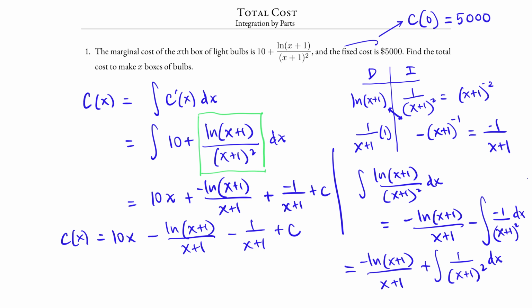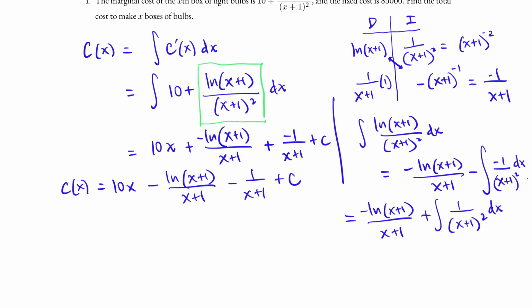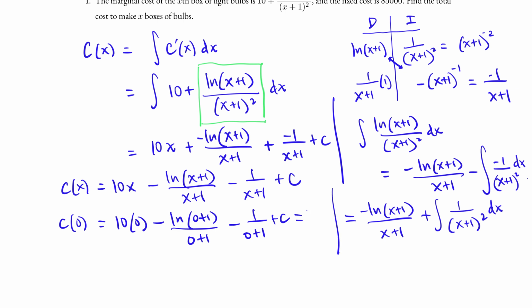Since the fixed cost is 5,000, if we plug 0 into this cost function, then we have 10 times 0 minus ln of 0 plus 1 over 0 plus 1 minus 1 over 0 plus 1 plus c, and this should give us 5,000. Simplifying the left-hand side, 10 times 0 is 0. 0 plus 1 is 1, and ln of 1 is 0. We have minus 1 plus c equals 5,000, and so c equals 5,001.